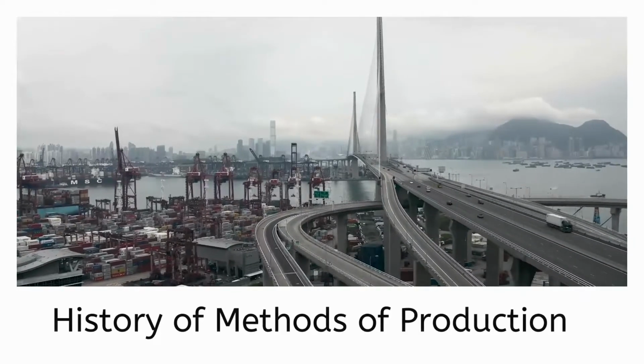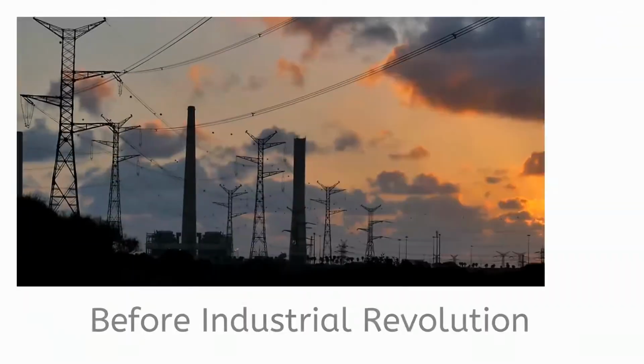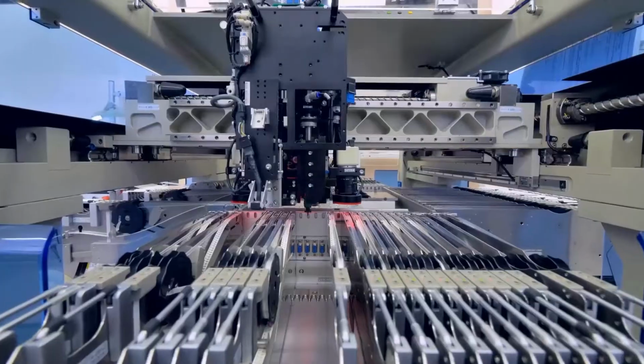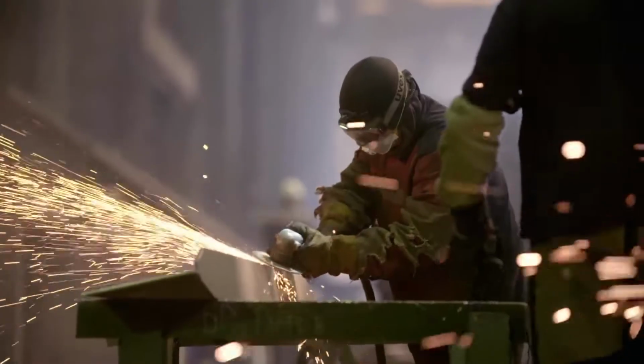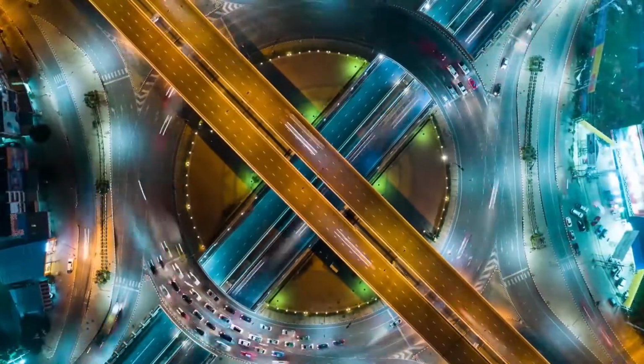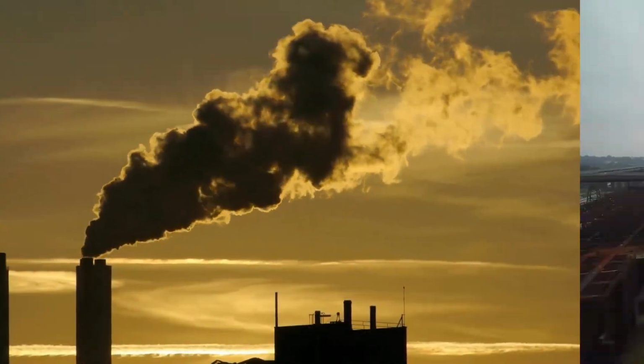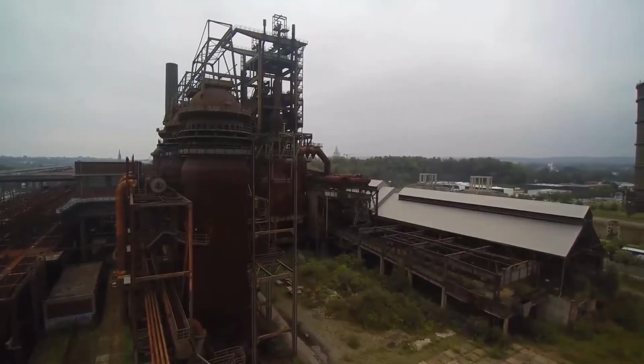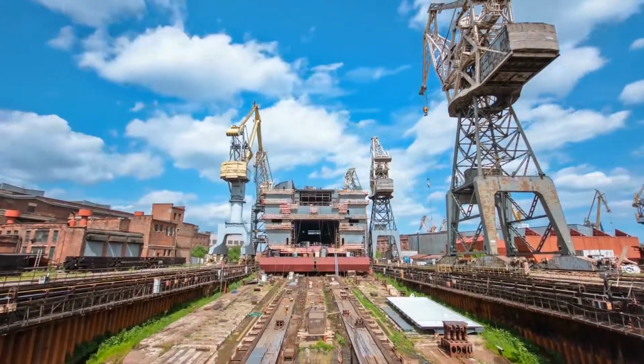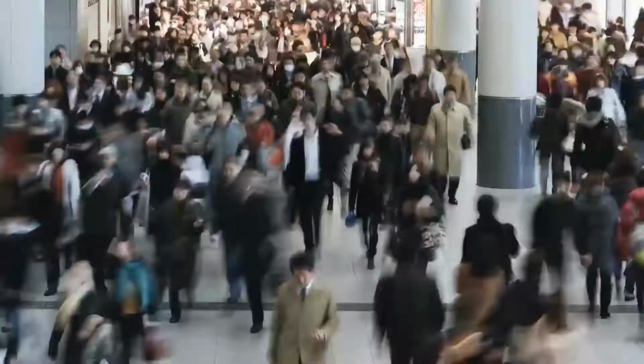History of methods of production before Industrial Revolution. The trajectory of the method of production of goods has been like this, starting from guild system to putting out system to factory system. The decline of guild system can be attributed to its unsuitability for mass production.